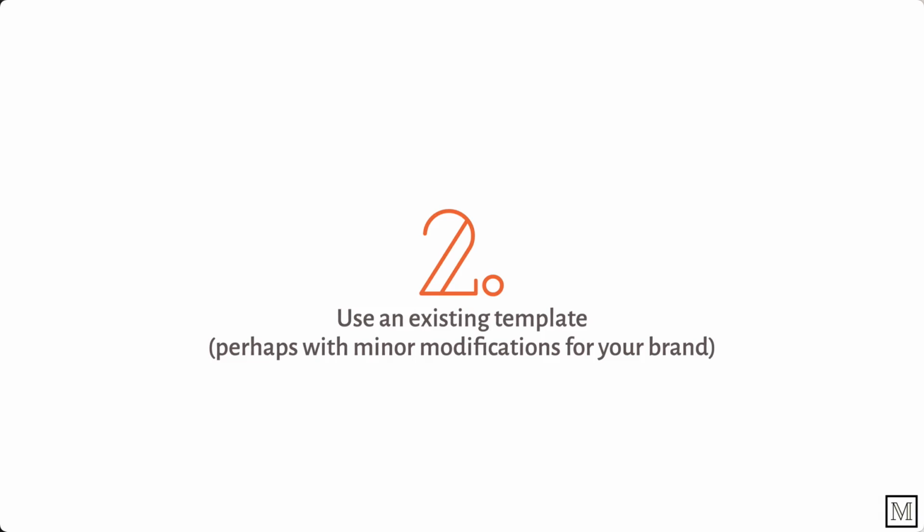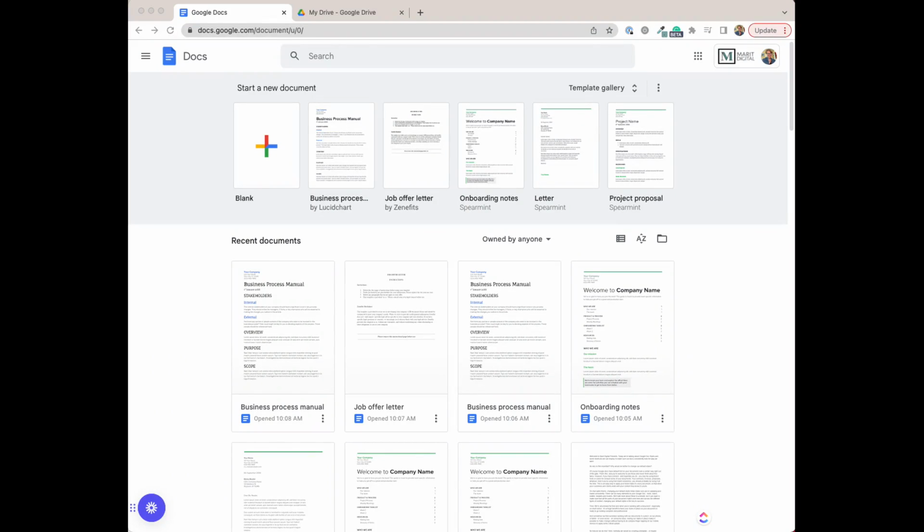Option 2. Let's talk about using an existing Google template, perhaps with some minor modifications to represent your brand. This might be a quick way to get you up and running. Let's start by finding the template gallery.